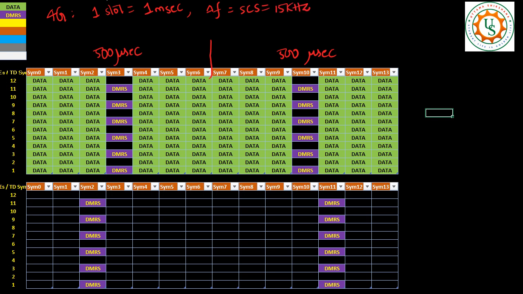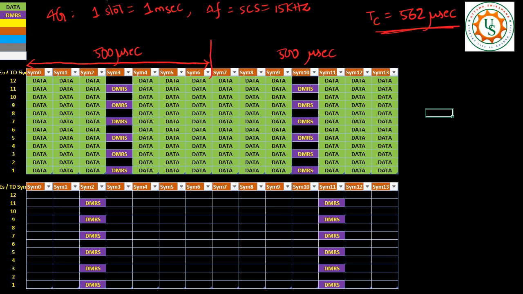Just now we saw that the coherence time is around 562 microseconds, which means that for half of the slot, about 7 symbols, the channel is constant, and after 7 symbols, the channel varies, including the cyclic prefix. So definitely within these 7 symbols, we need one symbol where the DMRS should be present, so that on that symbol we can estimate the channel, and we can use it across the other OFDM symbols to decode the data.